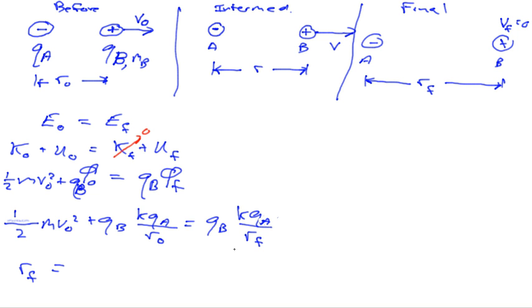So RF, now I'm going to distribute that QB is equal to K QA QB. That's what's left on the right side after I multiply it by RF. And then on the left, all I'm going to have is that because I'm going to divide by all this stuff. 1/2 V0 squared plus K Q, oops, Q, not G.